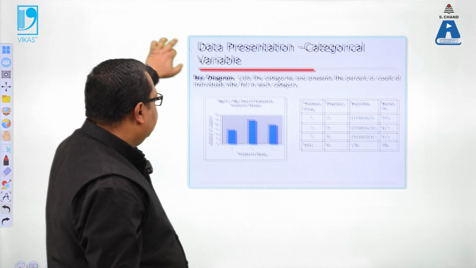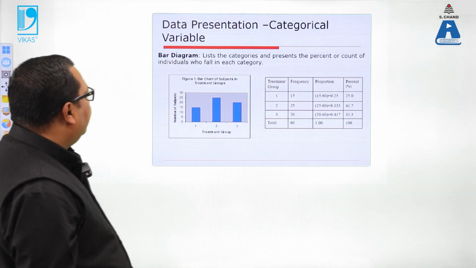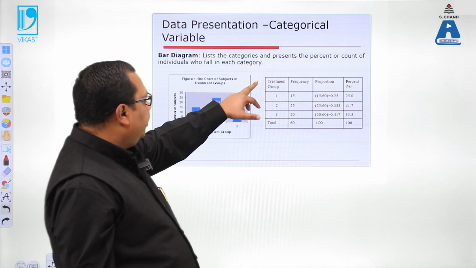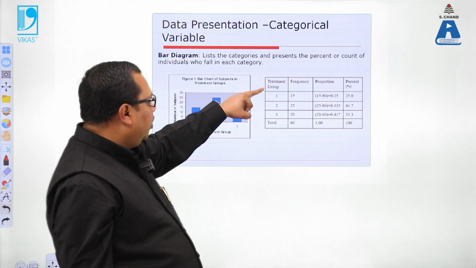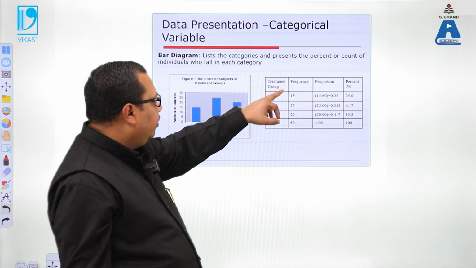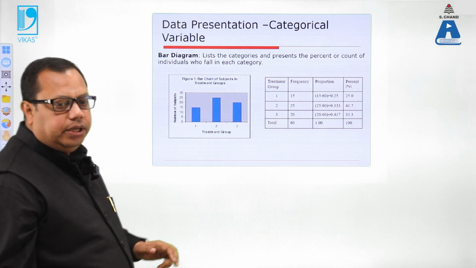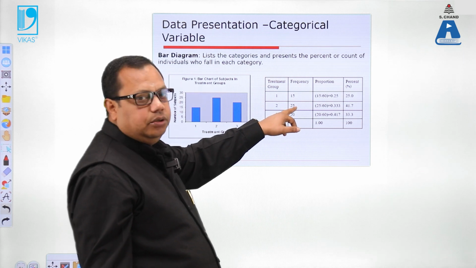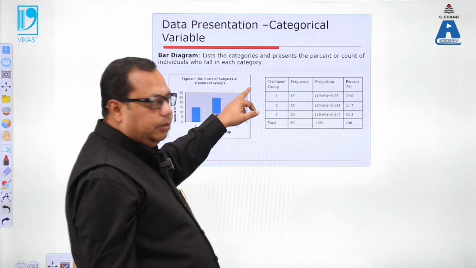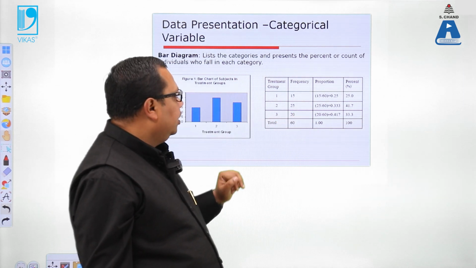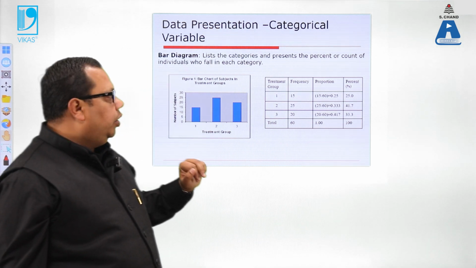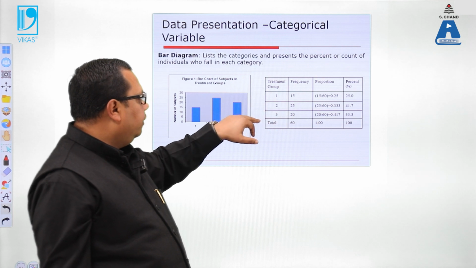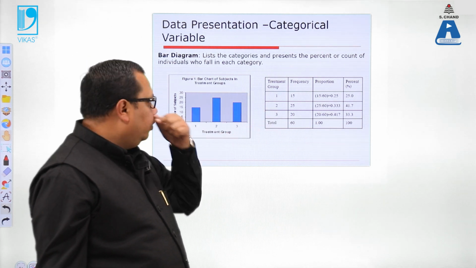Now look here. This is the example given to us. We have to make a bar graph. Understand it very carefully: we have a treatment group, with groups 1, 2, 3. The frequency of group 1 is 15. The frequency of group 2 is 25. And the frequency of group 3 is 20.